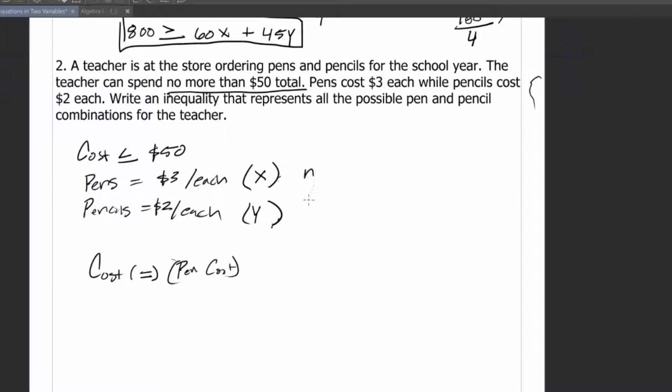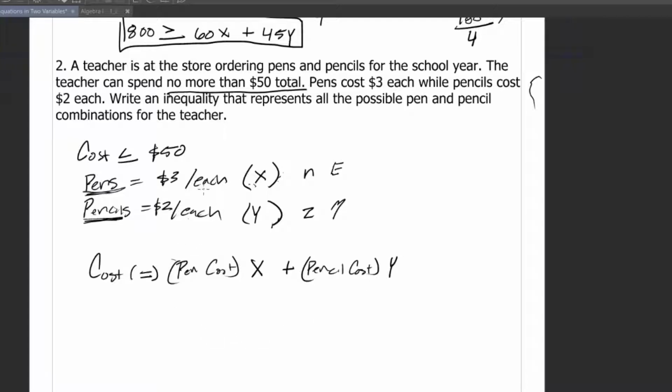These I just assigned randomly. This could honestly be N and Z. This could be E and, I don't know, some Greek letter. It doesn't matter. You were just having a variable that represents each unit purchased of one of the pens or pencils. So we'll have our pen cost. Pen is represented by X. So pen cost times the amount of pens sold added to your pencil cost times the amount of pencils sold.